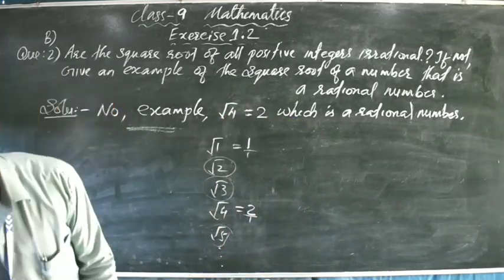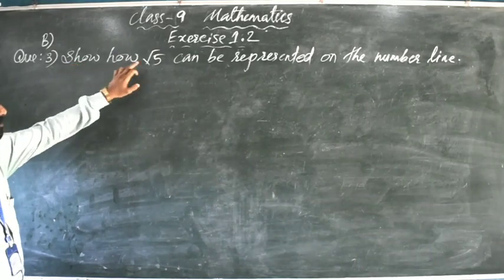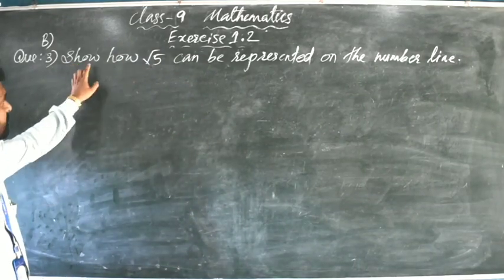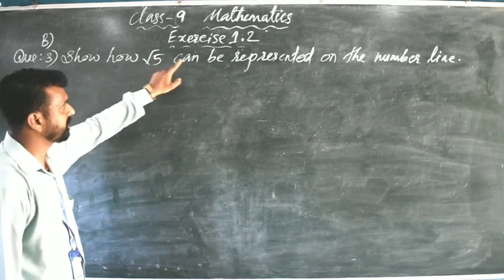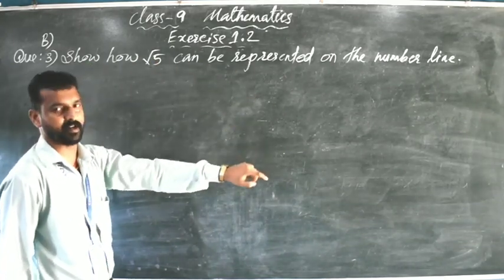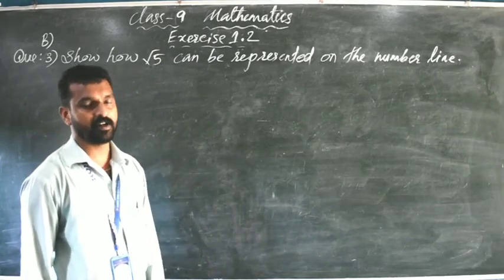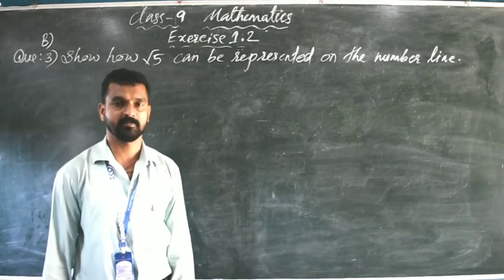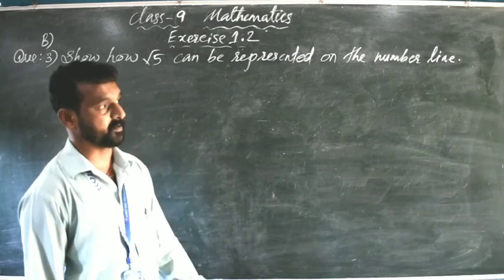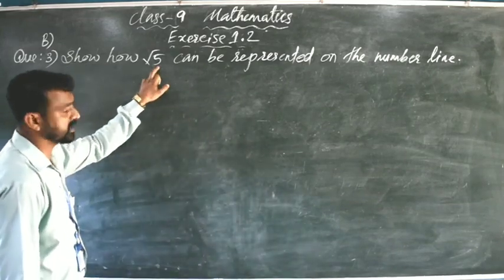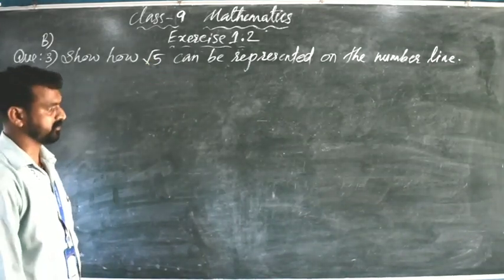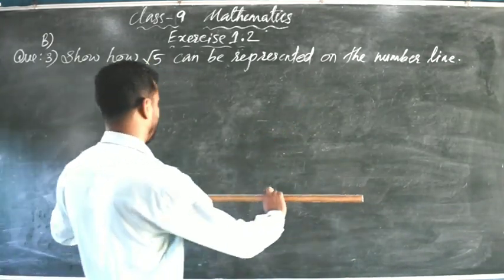Okay, now question number 3. Show how root 5 can be represented on the number line. Already I told that all the irrational numbers also we can represent on a number line, not only rational numbers. Root 5 is an irrational number. How can we represent it on a number line? That we are going to do.